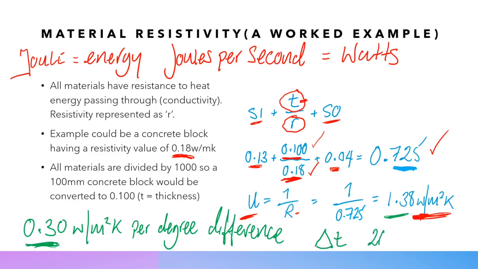So inside is 20 minus 19 outside equals 1 degree. So it would be 0.3 watts per meter squared per degree difference. In this case, it's 1. So you can just multiply all the square meterage of the wall by 0.3, because it's 1. If it was 2, it would be 0.6. If it was 3, 0.9, and so on and so forth.